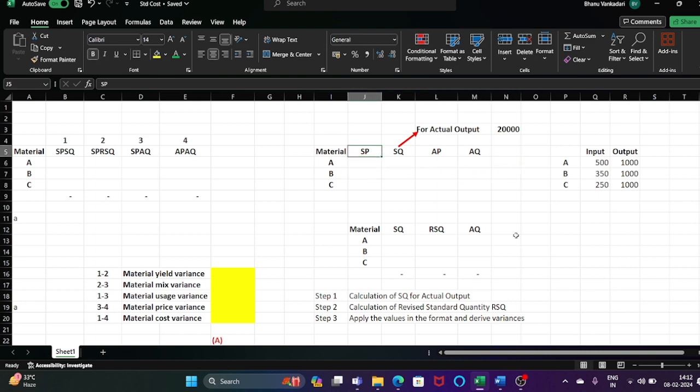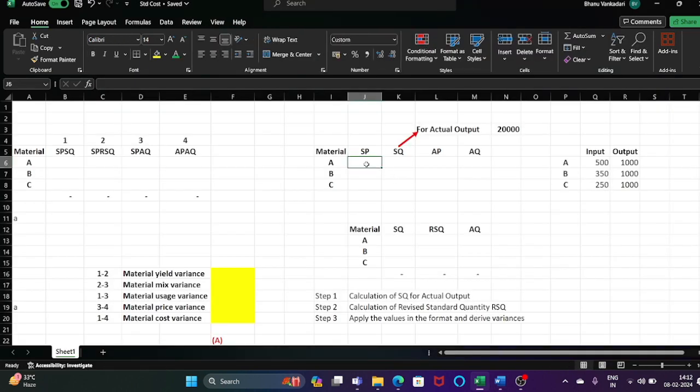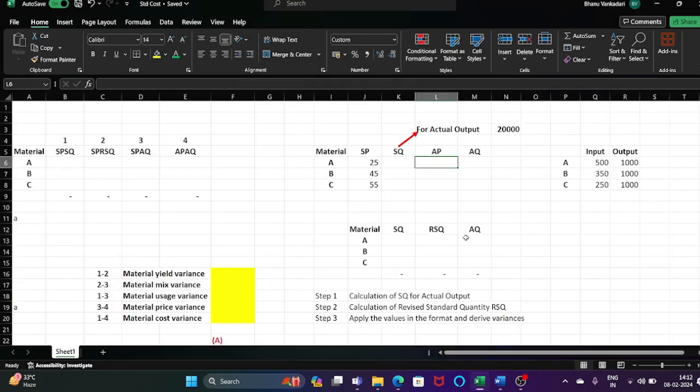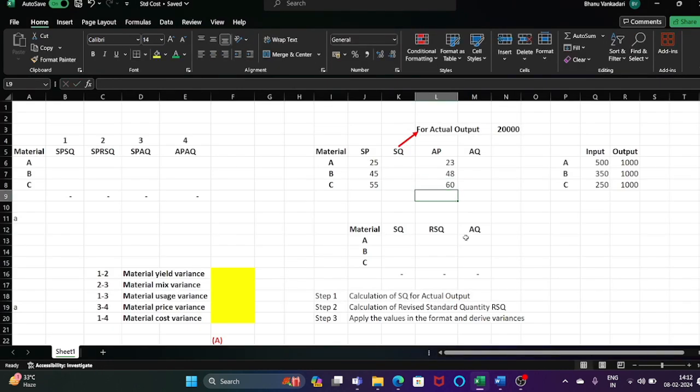Let us first fill the column. We will fill the format. Standard price is 25, 45 and 55. Next, actual price. Actual purchase prices are 23, 48 and 60. Now actual quantity.